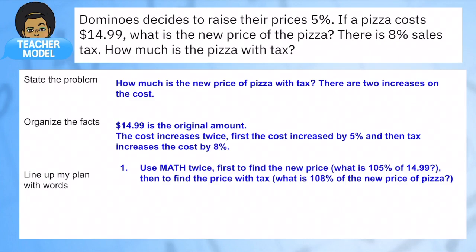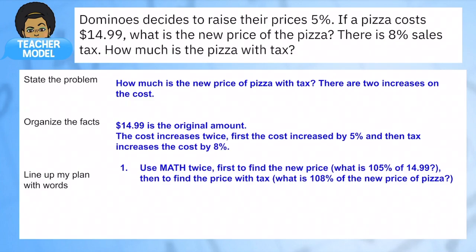If we had asked how much more is the price, then I would only want 5%. But I want the new price, so I'm going to figure out 105%. So that's what we're going to see in the table. And then I want to know what is the price with tax. So again, instead of finding 8%, I'm going to find 108% of that new price. So I'm trying to be more efficient in my work.